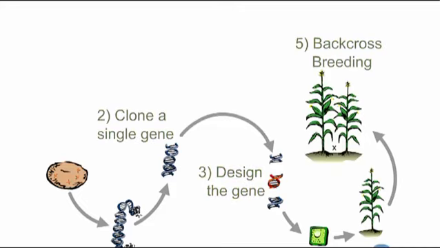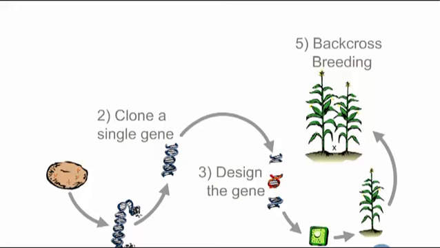So here we have 5 steps, as I already mentioned. The first step, extraction of DNA. Second step, clone a single gene. Third step, design the gene. After designing the gene, the fourth step, that is nothing but the transformation. And the last step, that is backcross breeding.